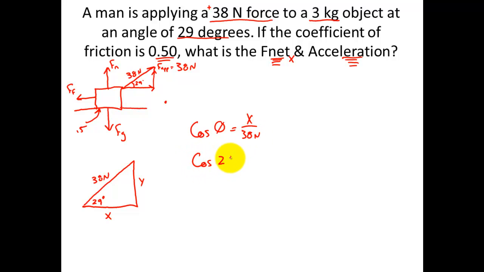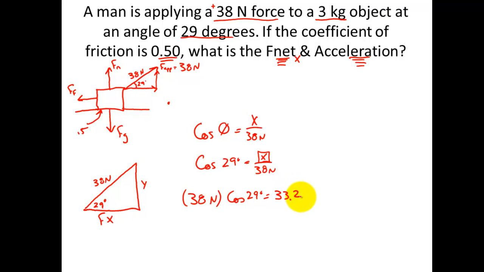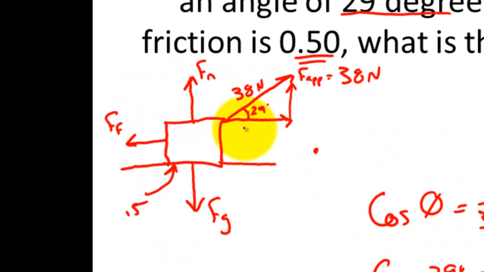Substituting, cosine of 29 degrees is equal to x over 38 newtons. Now we're going to algebraically solve for x to find the force applied in the x direction. So it's going to be 38 newtons times the cosine of 29 degrees. We're going to pause, guys, to find out what that value is. That's going to be equal to 33.2 newtons. So this value here is 33.2 newtons.